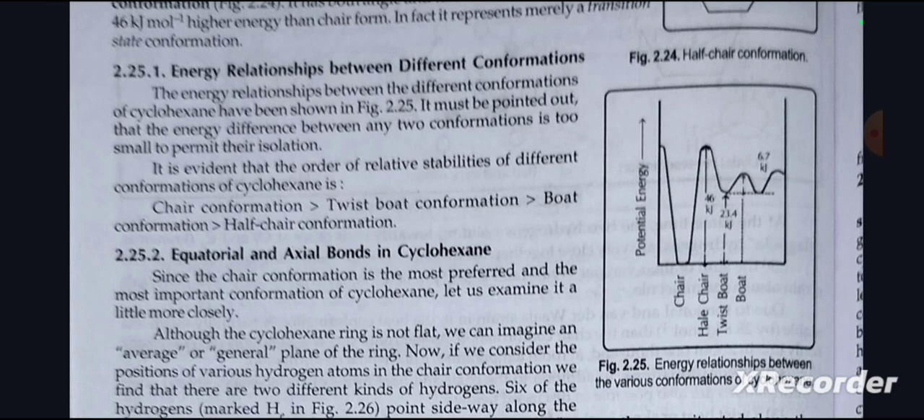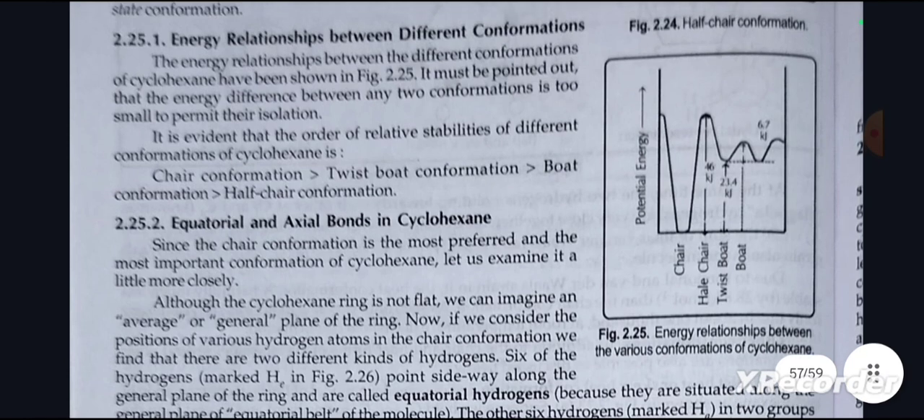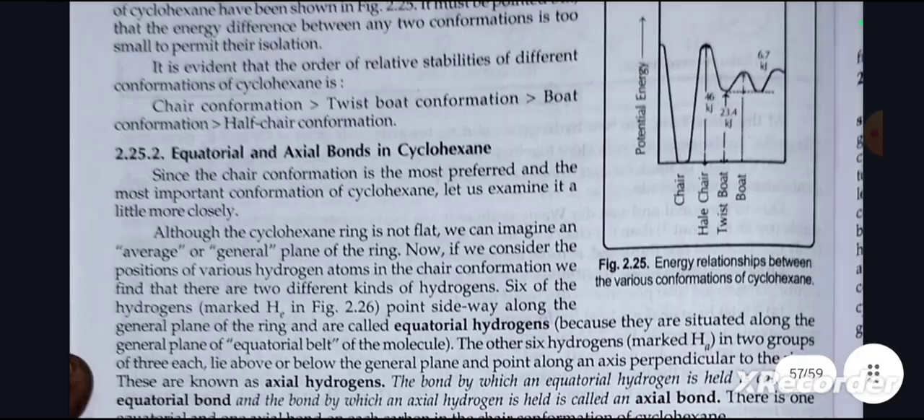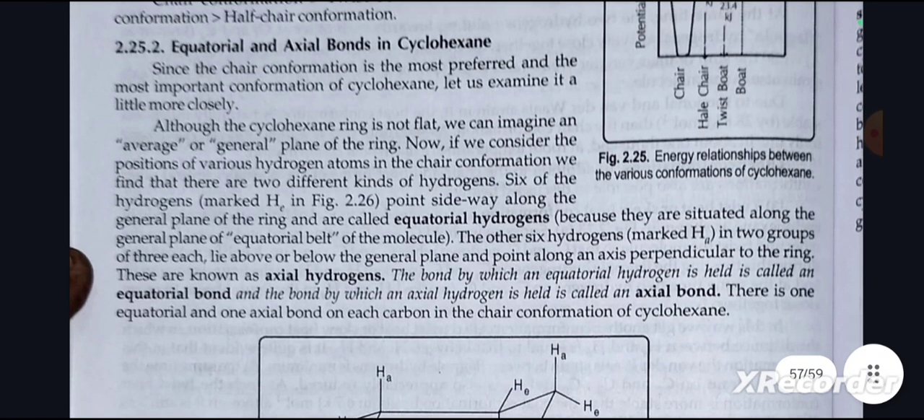2.25.1 Energy relationship between different conformations. The energy relationship between the different conformations of cyclohexane has been shown in figure 2.25. It may be pointed out that the energy difference between any two conformations is too small to permit their isolation. It is evident that the order of relative stabilities of different conformations of cyclohexane is chair conformation, then twist boat conformation, then boat conformation, then half chair conformation.